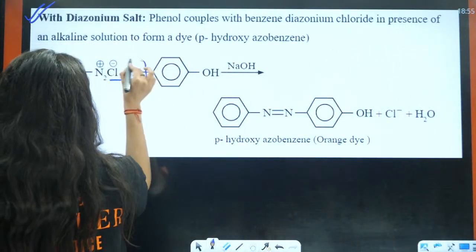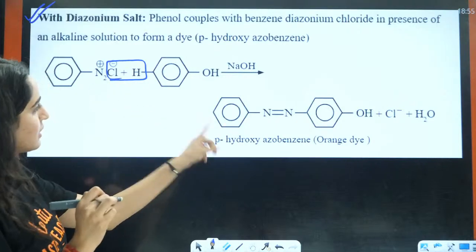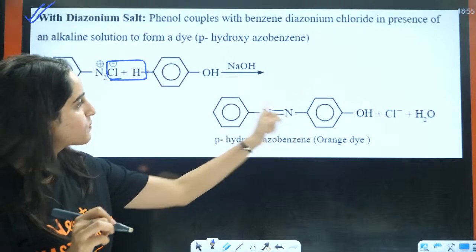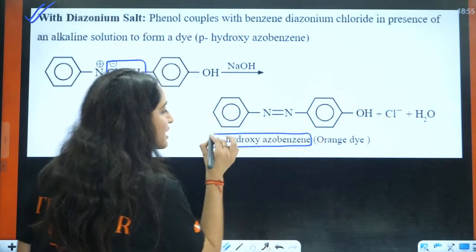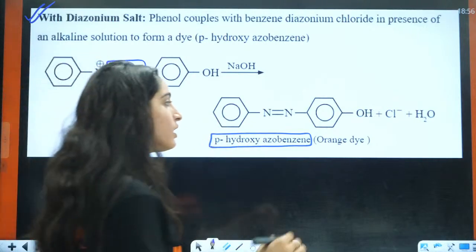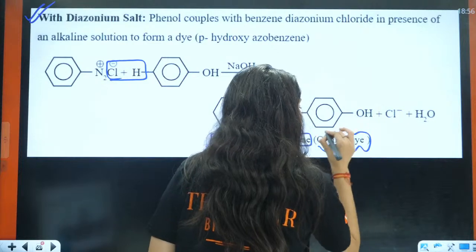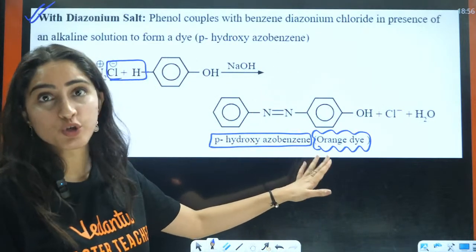This HCl will be eliminated, and hence you will have the formation of this benzene N2, then this benzene and this OH. This is called para-hydroxyazobenzene, and this is an orange dye. Orange color dye is formed here. A very important color you should remember, right?